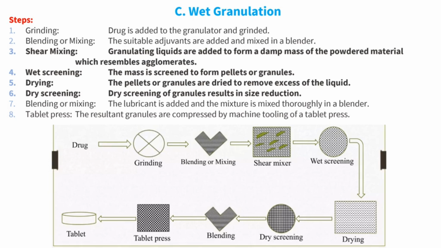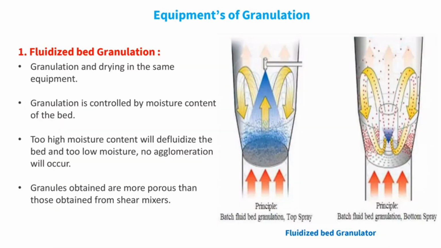Equipment of granulation. 1. Fluidized bed granulation and drying in the same equipment. Granulation is controlled by moisture content of the bed. Too high moisture content will defluidize the bed, and with too low moisture, no agglomeration will occur. Granules obtained are more porous than those obtained from shear mixers. Fluidized bed granulator.